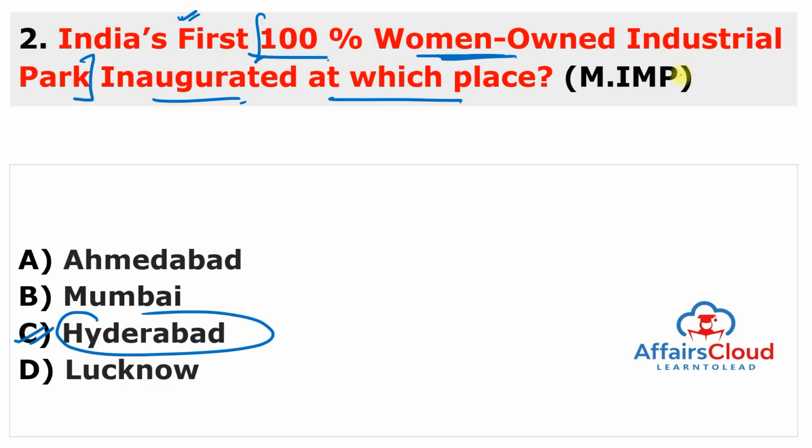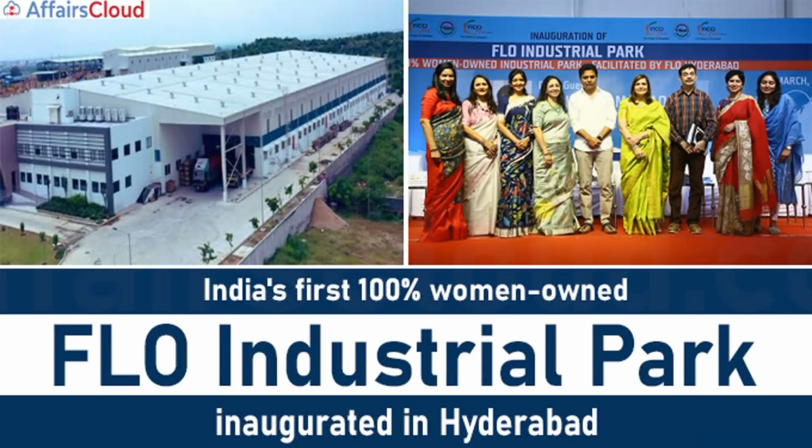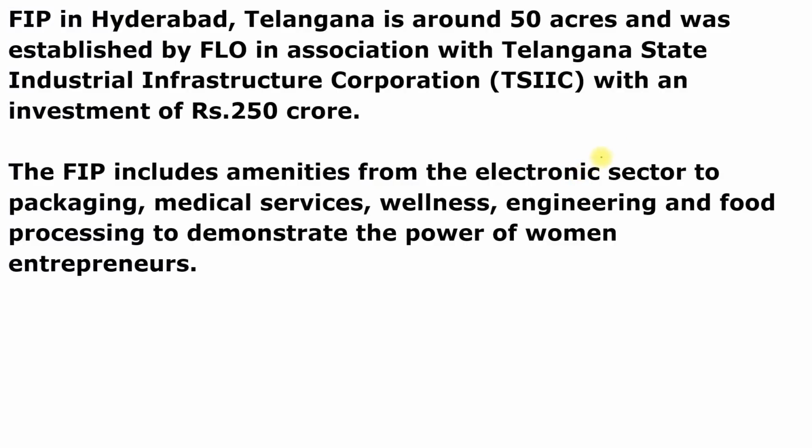So remember, this is India's first 100% women-owned industrial park, and it is powered by FLO. FLO stands for Ficki's Ladies Organization. So you can see here, this park is also known as FLO Industrial Park because it is a 100% women-owned industrial park. And this FLO Industrial Park in Hyderabad, Telangana is around 50 acres and was established by FLO. Remember, it is Ficki's Ladies Organization. Ficki stands for Federation of Indian Chamber of Commerce and Industry, in association with the Telangana State Industrial Infrastructure Corporation.